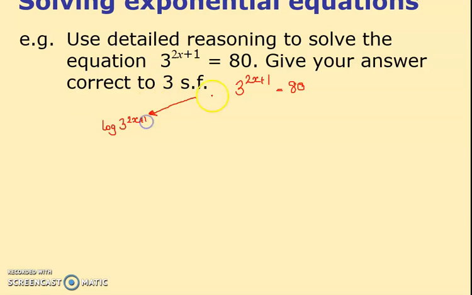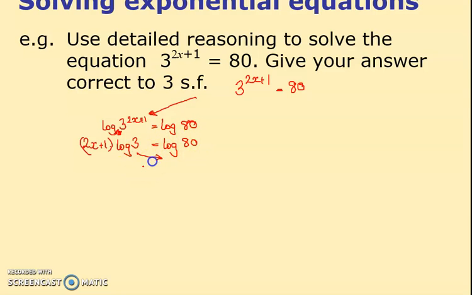And notice it doesn't say what log I'm taking this to. Usually, if you don't say what it is, it means to the base 10. But no one really minds if you just write log. It means the base 10. So I'm taking logs of the same size, and I'm going to carry on with this convention of not bothering. So 2x plus 1. Now, remember my power rule. It says 2x plus 1, but that's a power, so I can bring it to the front. So it's 2x plus 1, times by log 3, and that equals log 80.